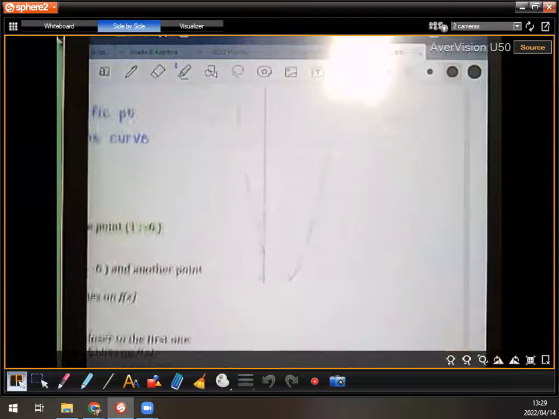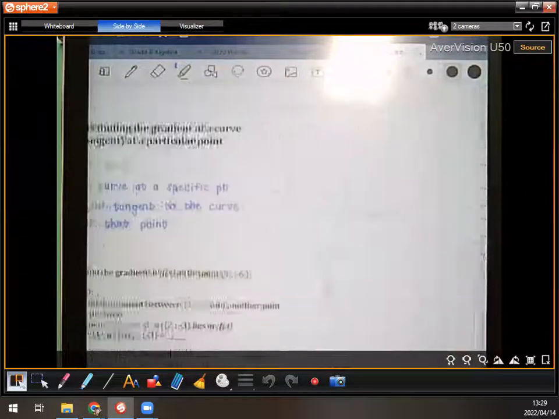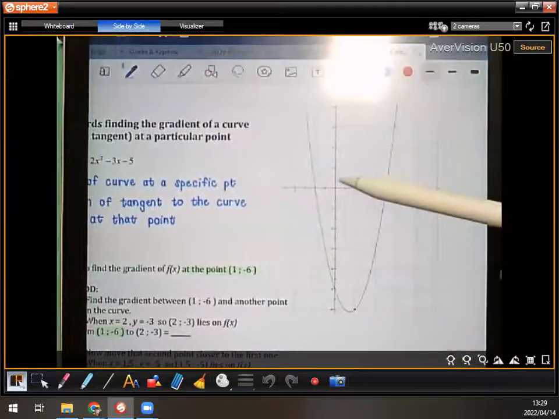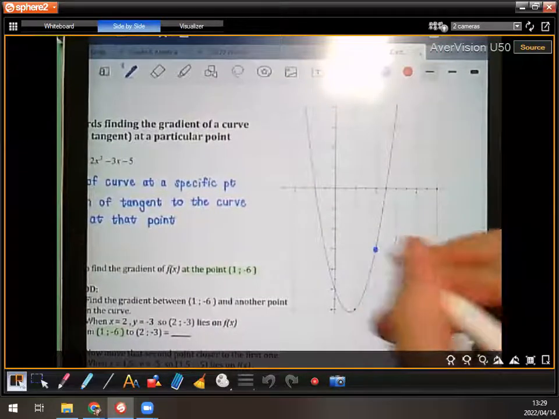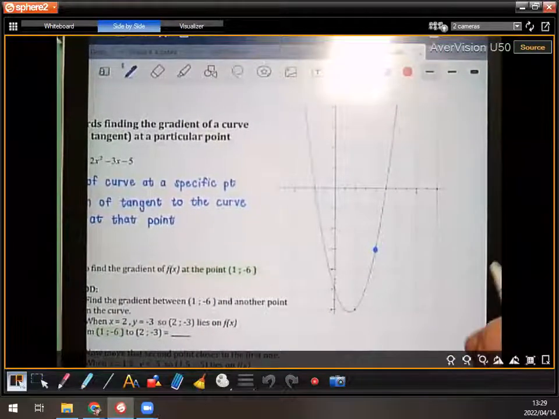Let's look at the graph. Can we identify that point? Do we have the point 2, -3? Oh, it's over there, and then -3. So that is the first point that they're giving us to work with. Yes?